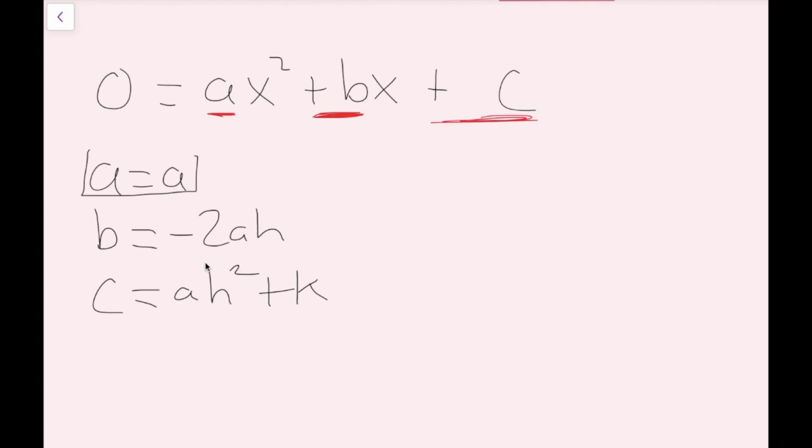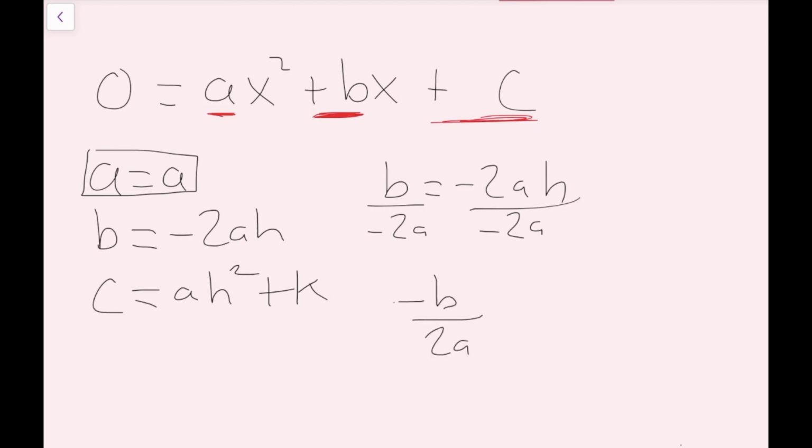We know that a equals a, so we don't have to worry about that. Then for this equation, I'm going to solve for h in terms of b and a. I'll rewrite the equation: b equals negative 2ah. I'm just going to divide by negative 2a on both sides. So I get negative b over 2a equals h. This is my h value in terms of a and b at least, since there's no c here. And now I'm going to use substitution. I'm going to substitute this h value in for this h value to find what k is in terms of a, b, and c.